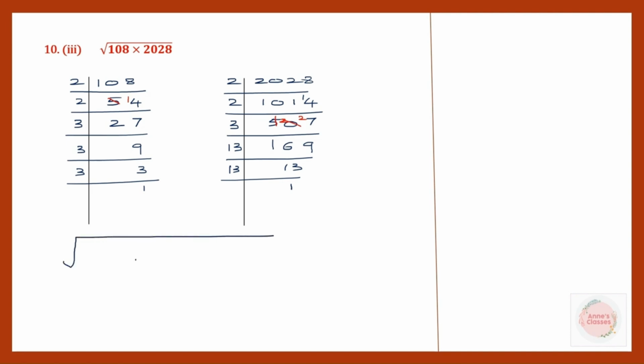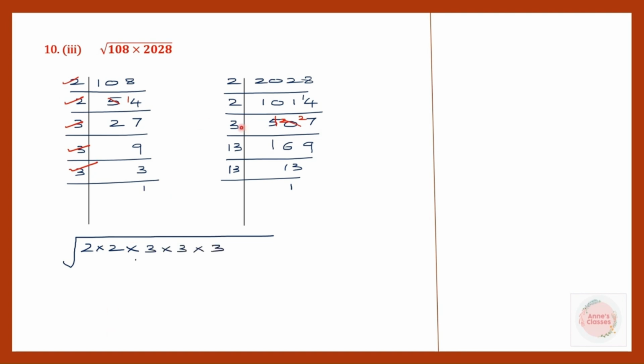So here I'm going to put all the prime factors of 108 first. So here let's count all the 2's. So here I have 2 2's. So let's write the 2's. 2 into 2. Now let me count the 3's. 1, 2, 3. I have 3 3s. So 3 into 3 into 3.